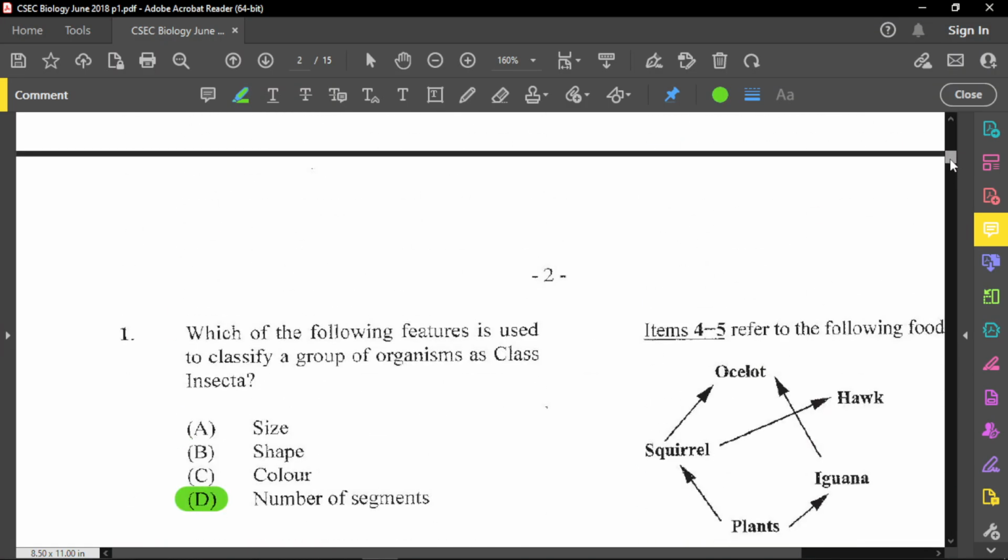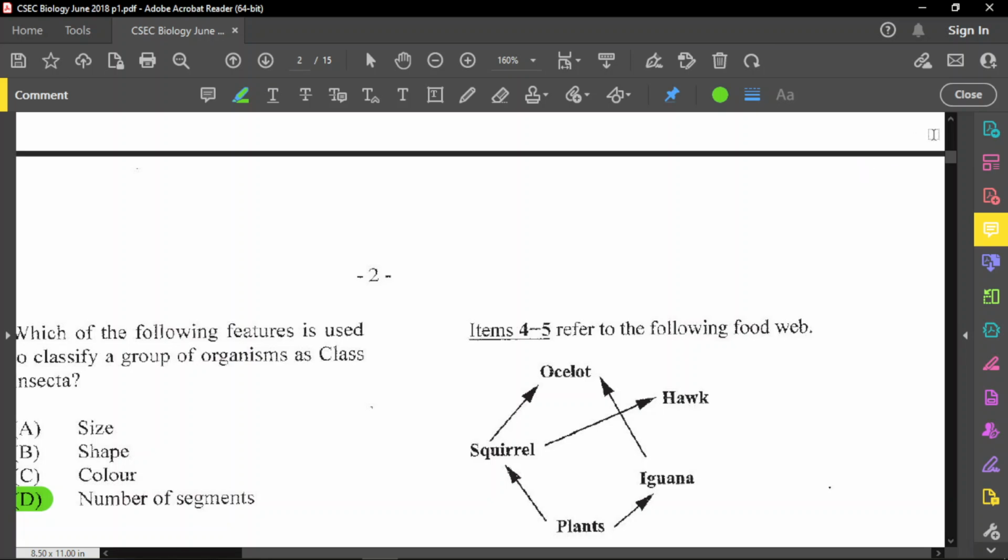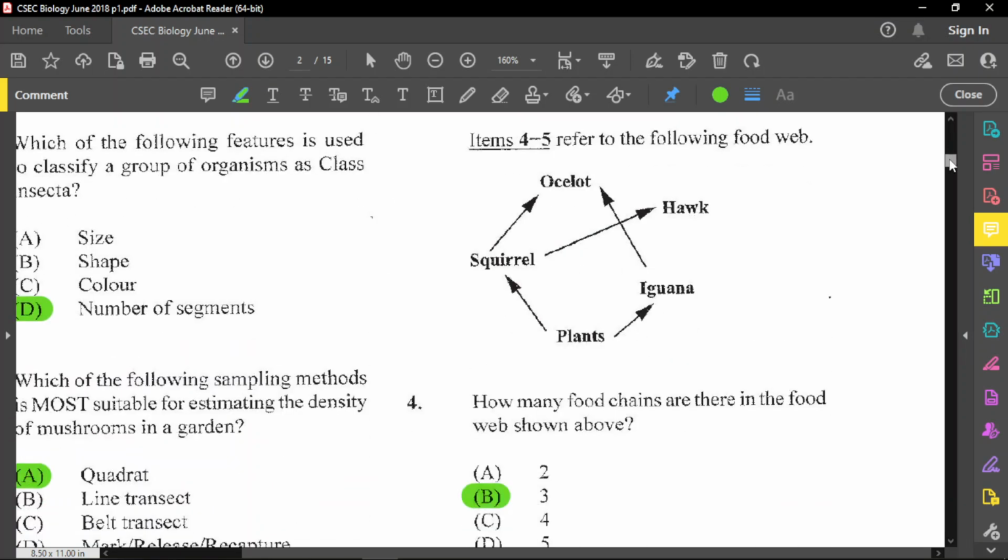All right, so question number 4. And this is also a repeat question. This paper is packed with repeat questions, but it's nice to just make a quick run through. So items 4 to 5 refer to the following food web. And it asks how many food chains are there in this food web shown above.